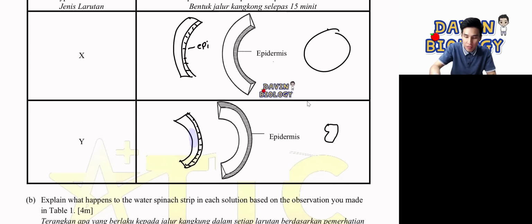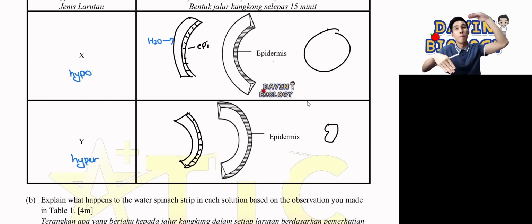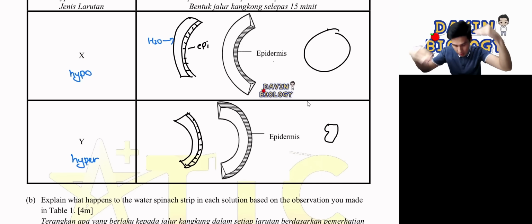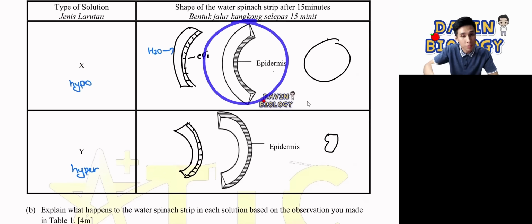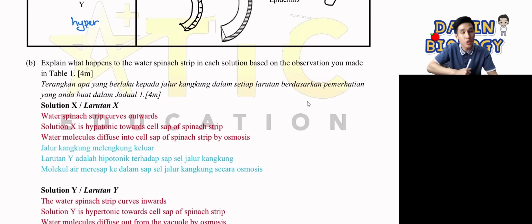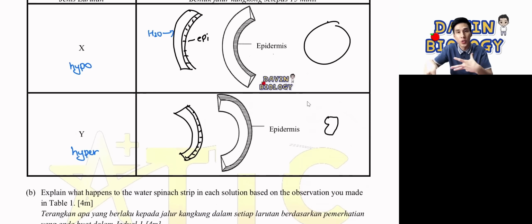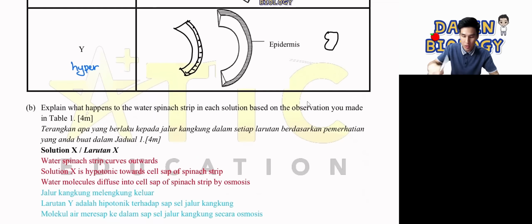And then, very simple. If this one is mengembang, expanded, it means water diffuses in. If water diffuses in, this is definitely the hypotonic solution. If the water comes out like this one, you see it has shrunk, it is obviously hyper, because remember, water molecules always flow from more water to less water. Done. Then they will always ask you to explain why you have this result. For solution X, you just have to say first that the spinach strip curves outwards. You must state what you draw. So this is your spinach curving out.